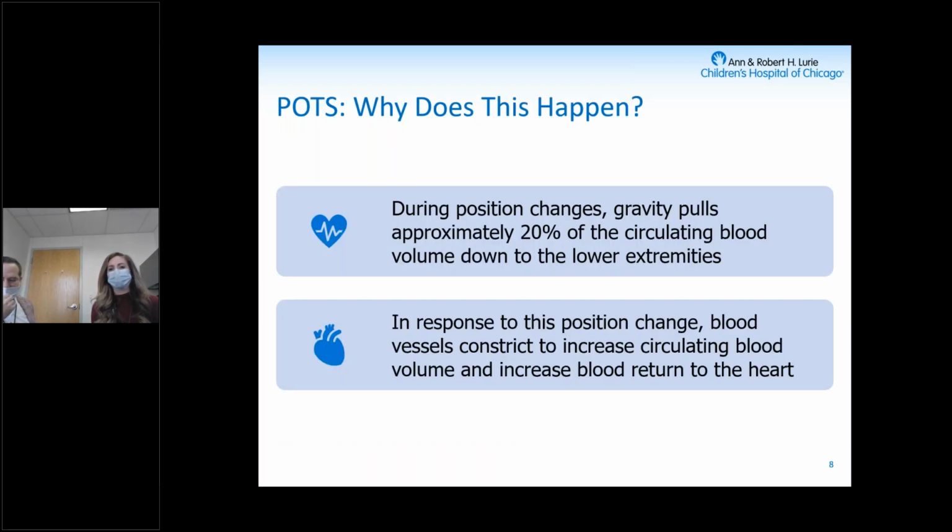So what causes the symptoms of POTS? Why do we see this happening? So in patients, we know that gravity is involved in pulling 20% of our circulating blood volume to the lower extremities when we change from a laying position to a standing position. In response to the decrease in circulating blood volume, there is blood vessel constriction, which can result in several organ systems being involved. Additionally, the heart rate increases to preserve our cardiac output, which is directly related to heart rate and stroke volume. As the volume returning to the heart decreases, the stroke volume within the heart itself decreases, and to preserve the same cardiac output, or amount of blood that the heart's able to pump, the heart rate actually increases as well.